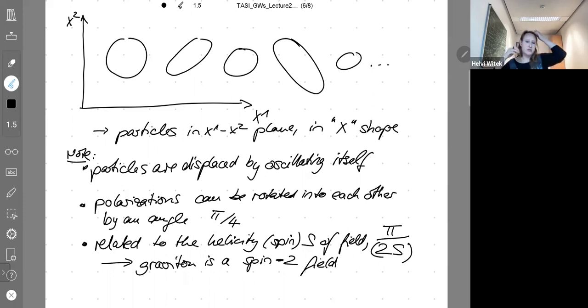And you may be more familiar with that in electromagnetism. If you look at electromagnetic waves, they can be rotated into each other by a rotation of 90 degrees or pi/2, and their helicity indeed is spin s. So you can think of electromagnetic fields as a vector or spin-1 field, whereas a gravitational field is a spin-2 field.